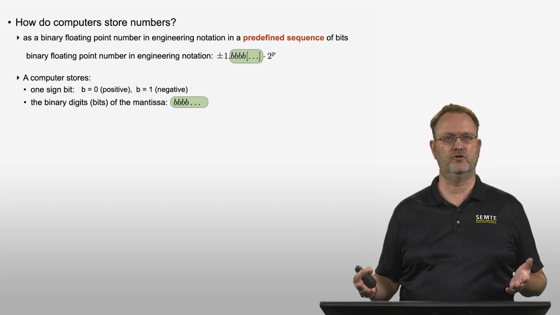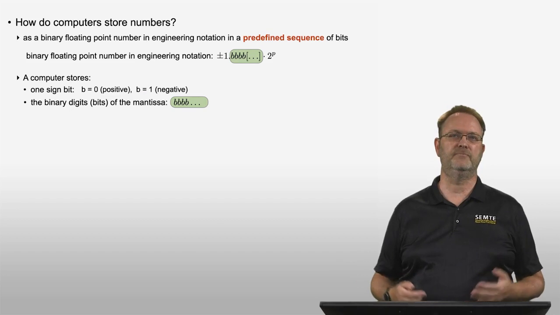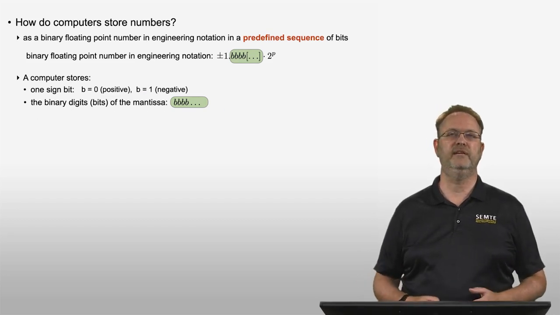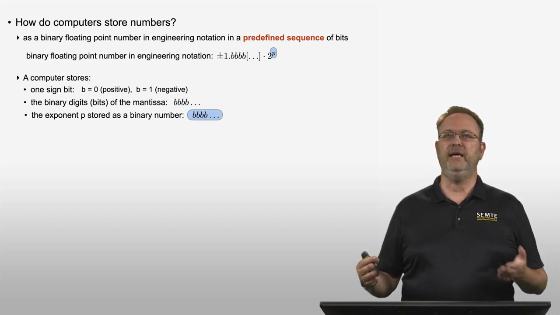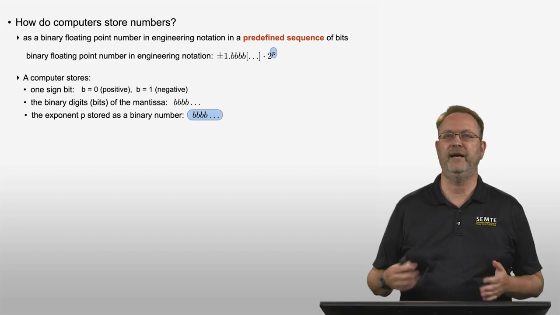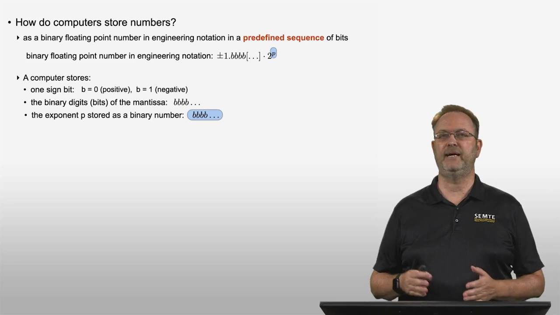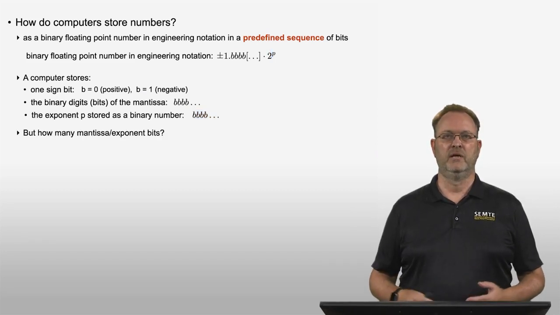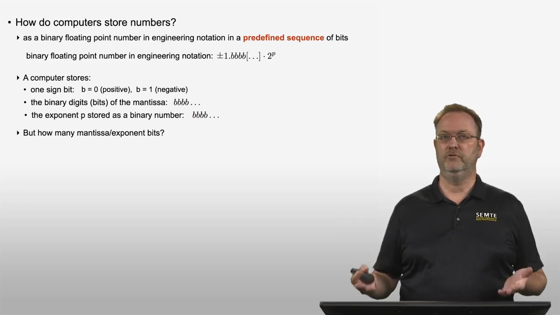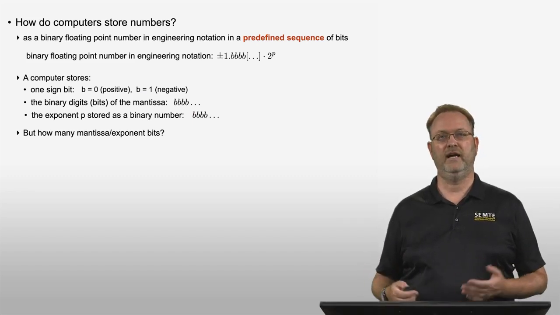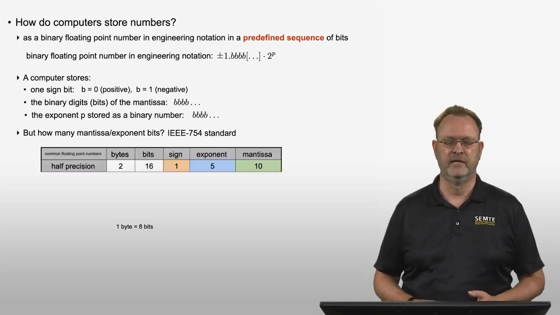Then the computer has to store the binary digits of the mantissa, and we call these binary digits bits. So there are these bits from the mantissa the computer has to store. And finally, the computer has to store the exponent p. Now, in these numbers here, we typically give p as a decimal number, but of course the computer has to store this as a binary number made up out of individual digits. Now, the question is then, how many bits do we use for the mantissa and the exponent? Well, that is defined in the IEEE 754 standard.